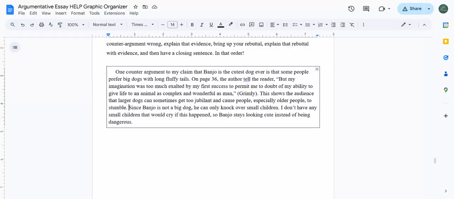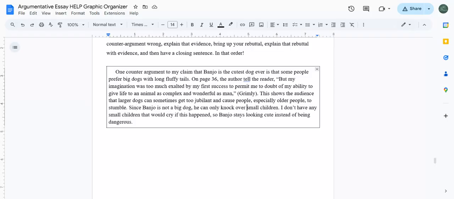How many of you have tripped over a dog before or been knocked over by one? Since Banjo is not a big dog, I kind of like that. I'm going to keep it. Look at my complex sentence there, starting with the word since. He can only knock over small children. I don't have any small children that would cry if this happened. So Banjo stays looking cute instead of being dangerous.